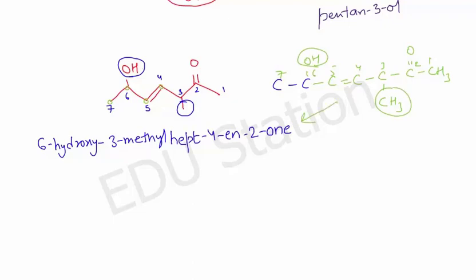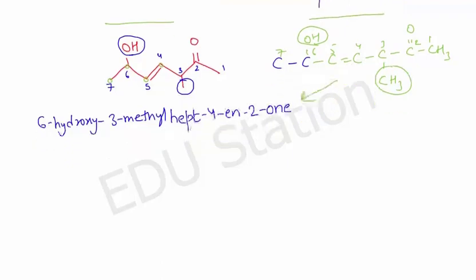Some students are comfortable with bond line itself. If you are not, you can just change into a regular format and do it. So a lot of times these days exams will have naming which will be in bond line. So if you are given this, both ketones, so 1, 2, 3, 4, 5.